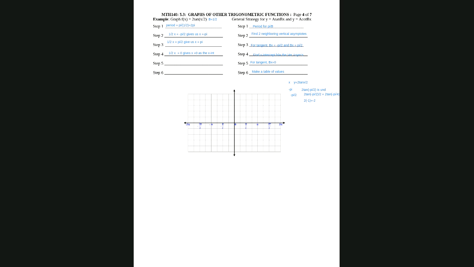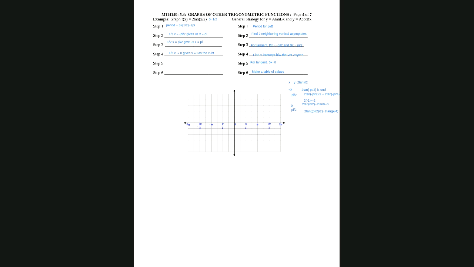If I plug in 0, I have 2 times the tangent of 0 divided by 2. And that'll be 2 times the tangent of 0. That'll just be 0. If I plug in pi over 2, I get 2 times the tangent of pi over 2 divided by 2. So in other words, 2 times the tangent of pi over 4. That gives me 2 times 1, and that's positive 2. So let's go ahead and now plot these points.